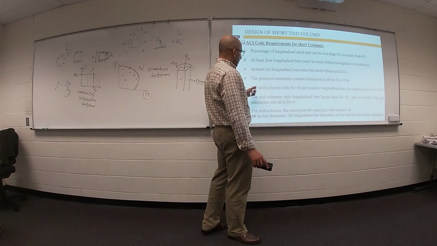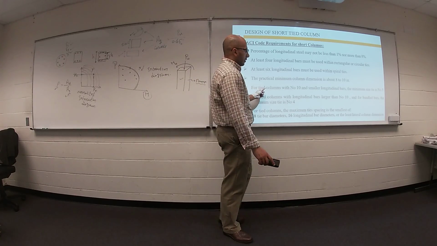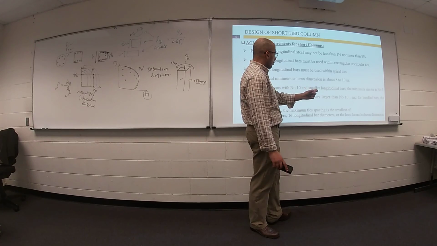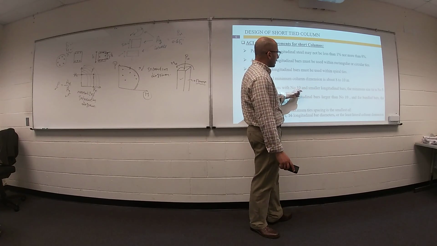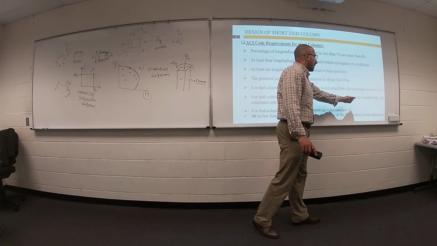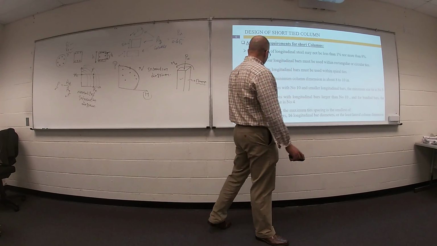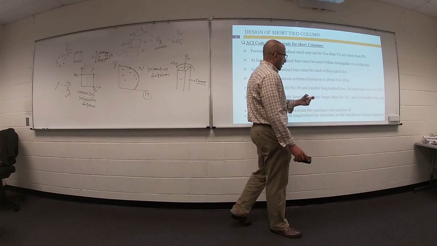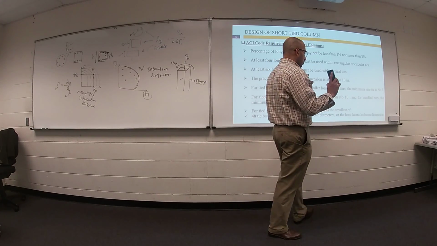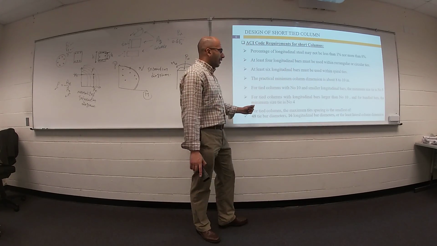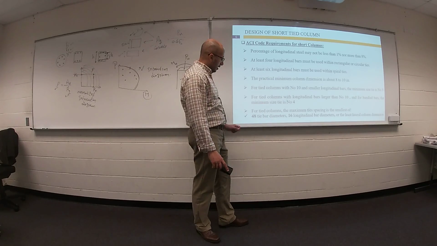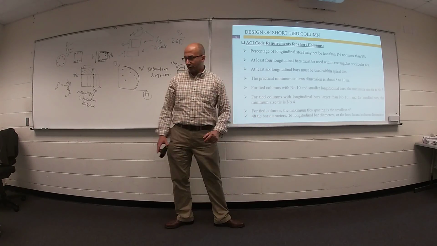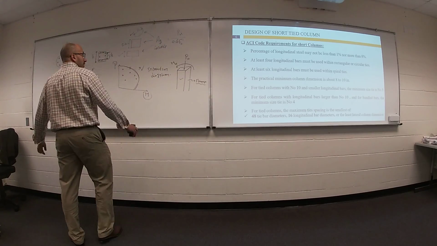The minimum dimensions, that's fine. For stirrups, it depends on the diameter you are using. If you are using number 10 or smaller longitudinal bars, the size of your tie should be number 3. If the diameter of longitudinal bars is greater than number 10, we need to use bigger stirrups, number 4. And the distance between stirrups is not an important issue.